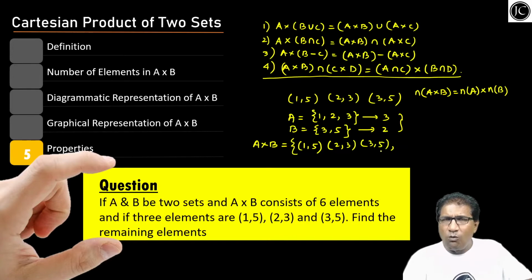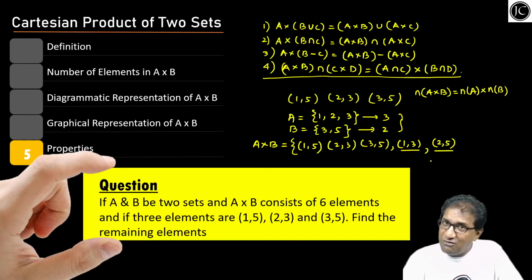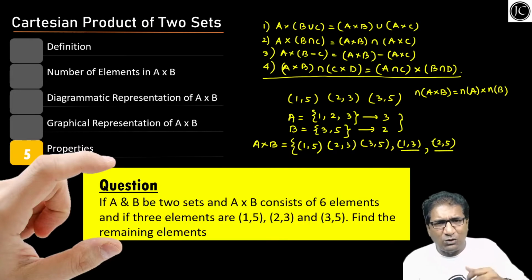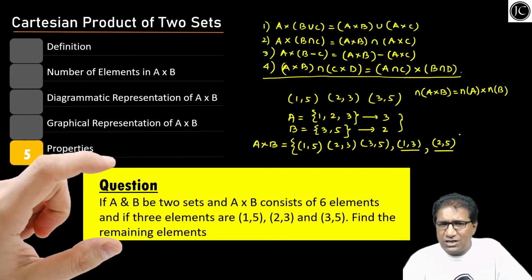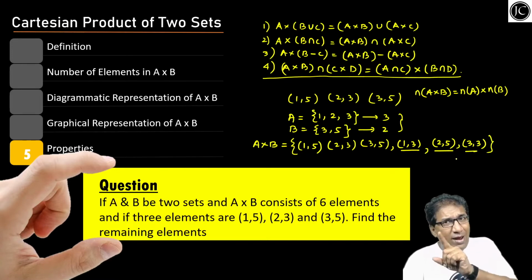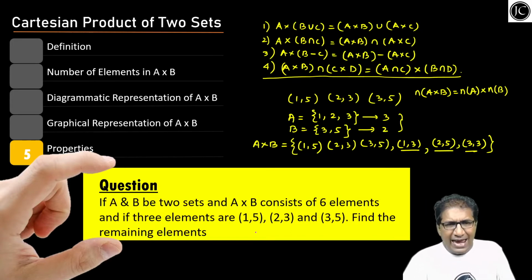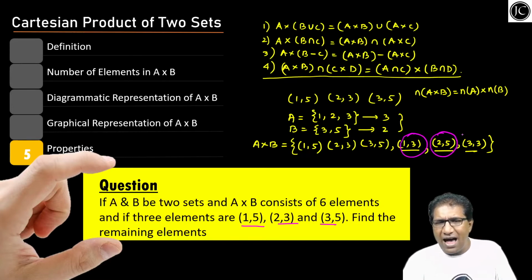Look very carefully. Now, what will be the other elements? See, 1, 3 is not there, so 1, 3 will come. Then 1, 5, that is there. 2, 3, that is there. 2, 5 is not here, so 2, 5 will come here because we are calculating the Cartesian product of two sets. Then 3, 3 is not there, so 3, 3 will also come in this set. So the 3 new elements that will be in A cross B other than the elements given here are 1, 3, 2, 5 and 3, 3. That's it. Is it clear to all of you?